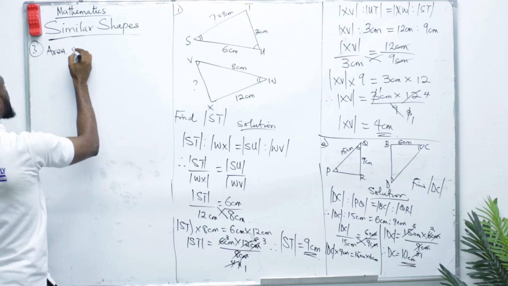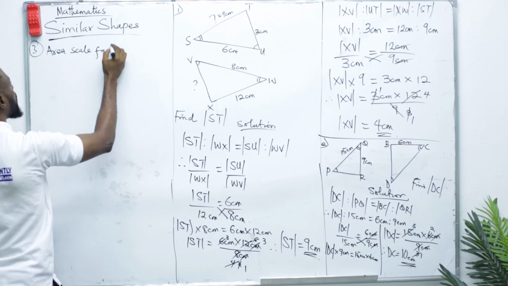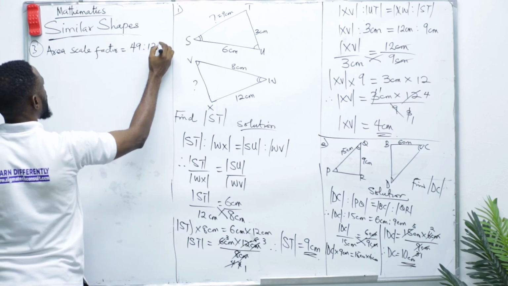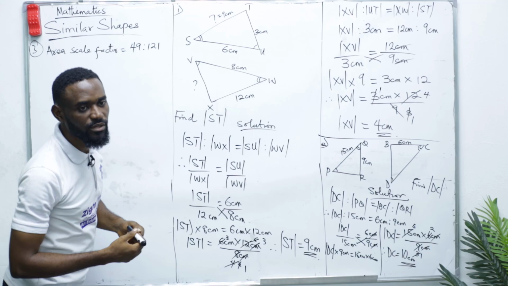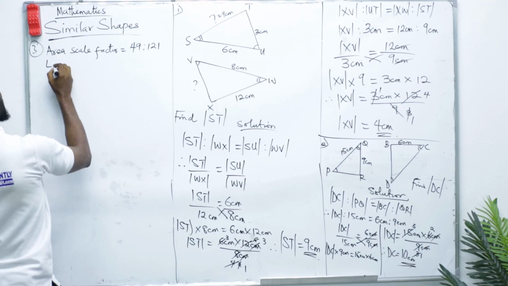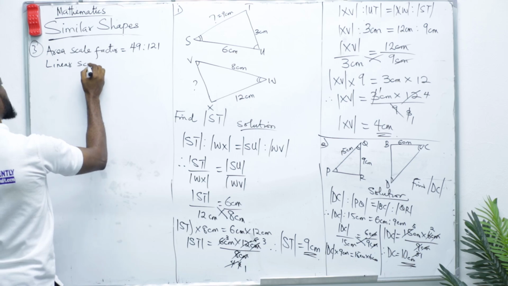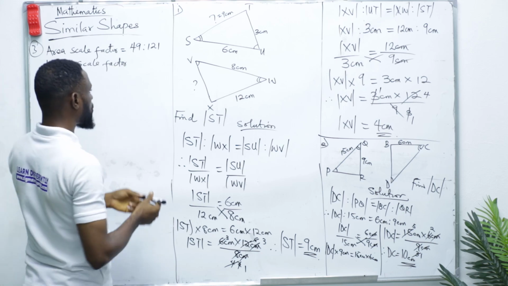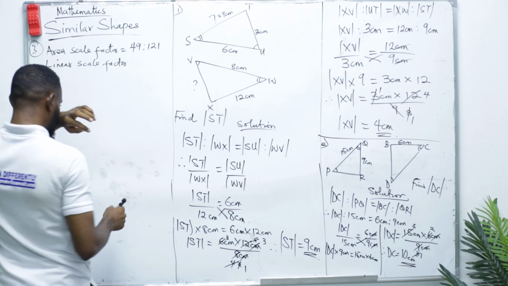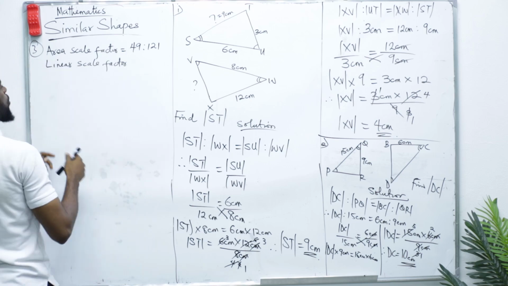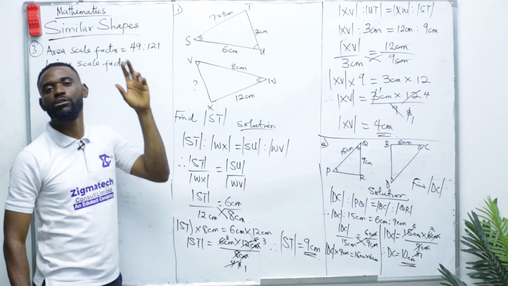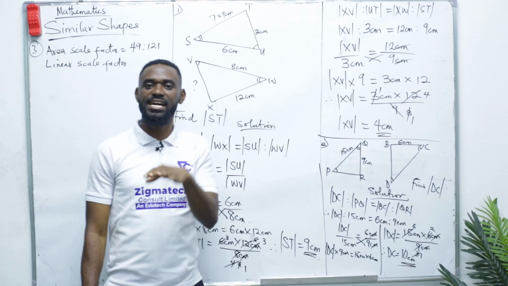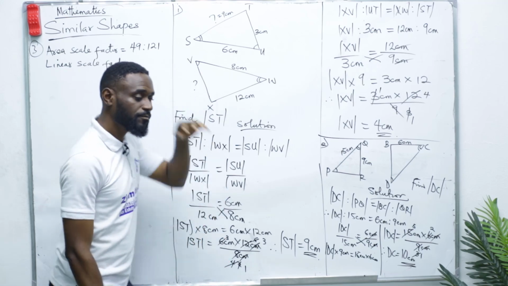So the area scale factor is 49:121. They are asking us for the linear scale factor of this. Okay? The linear scale factor of an area scale factor is just the square root of the area scale factor. It will give us the linear scale factor. Did you understand the point now?